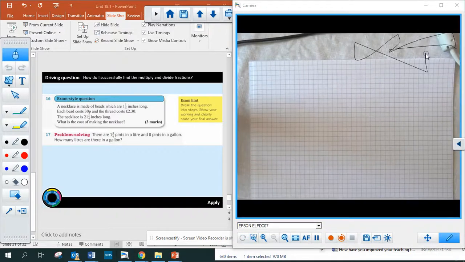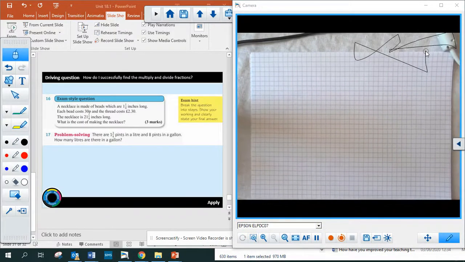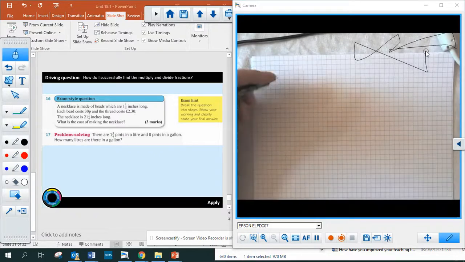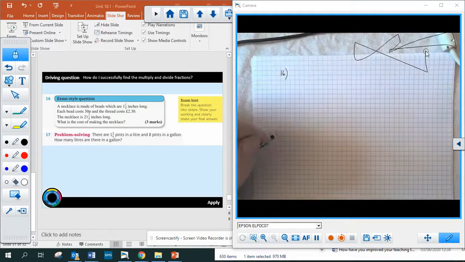Okay, so the question says, a necklace is made up of beads which are 1 1/4 inches long. Okay, so I've got beads that are 1 1/4 inches long. Each bead costs 30p and the thread costs £2.30. The necklace is 21 1/4 inches long. What is the cost of making the necklace?